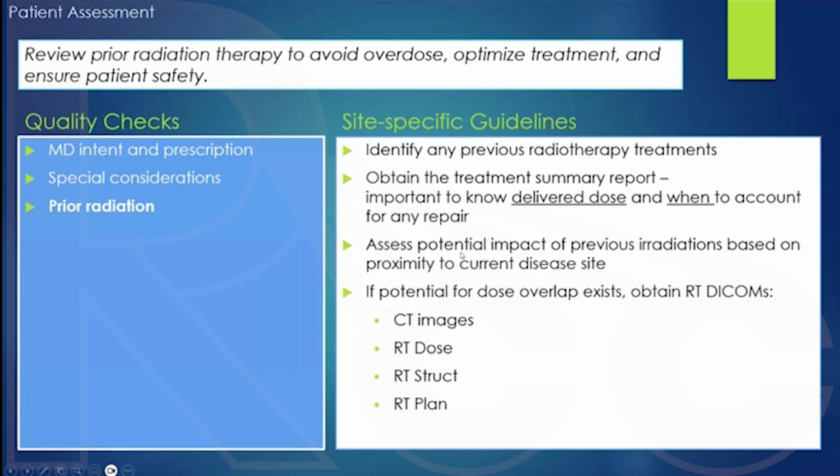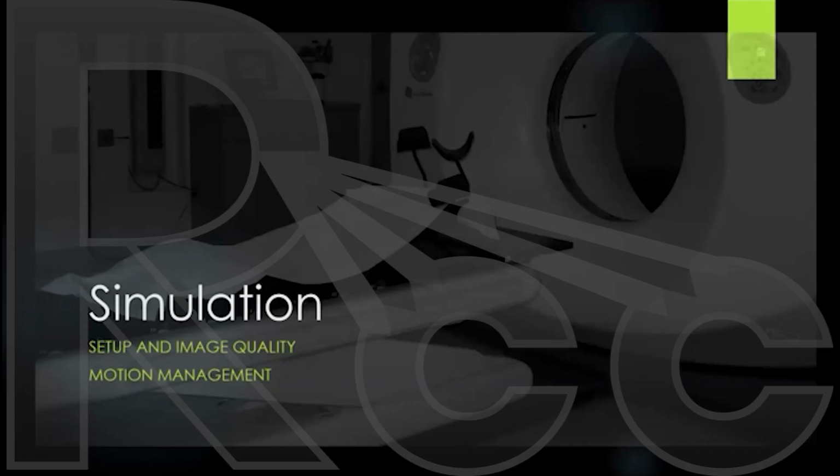It's important to assess the potential impact of that previous irradiation based on the proximity to the current disease site. So if that prior RT is close, meaning that it abuts or overlaps with the current plan, then we really should obtain the RT DICOMs, so the CT images, the RT dose, even the structure set and plan, in order to more accurately model that prior radiation in the treatment planning system. Okay, so now let's move on to the patient simulation.